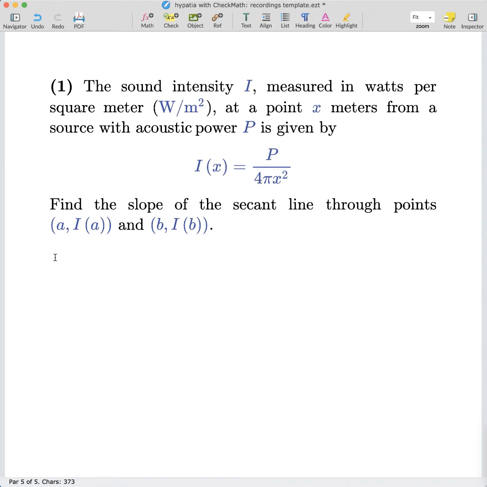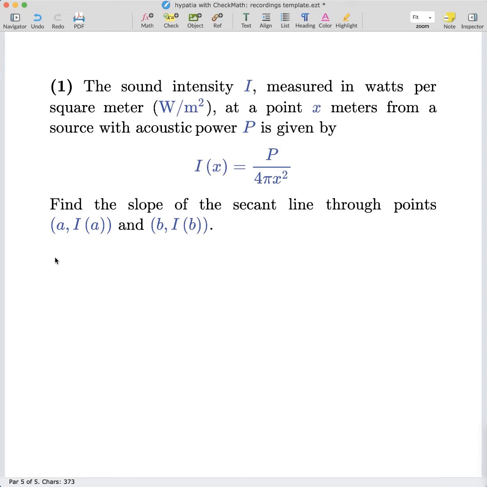In this tutorial, let's go over how we can find the average rate of change of a function over some given interval. We know that we can do this by finding the slope of the secant line. So let's look at a practical example. Here we have a relationship between sound intensity and distance. So I'll read out our problem.